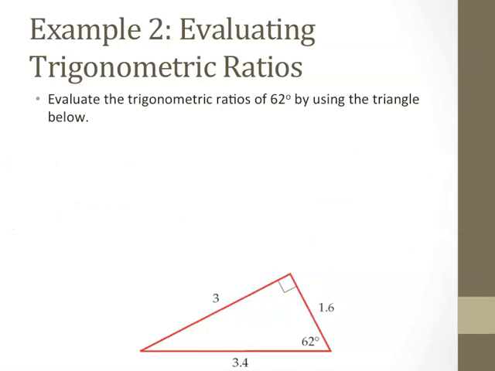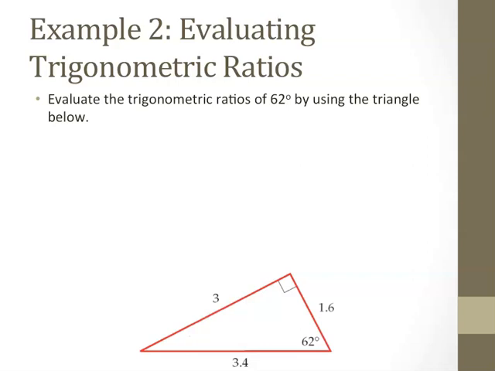All right, example 2. Evaluate the trig ratios of 62 degrees by using the triangle below. So again, I would suggest go ahead and label the 3 as the opposite side, the 1.6 as the adjacent side, and the 3.4 as the hypotenuse.